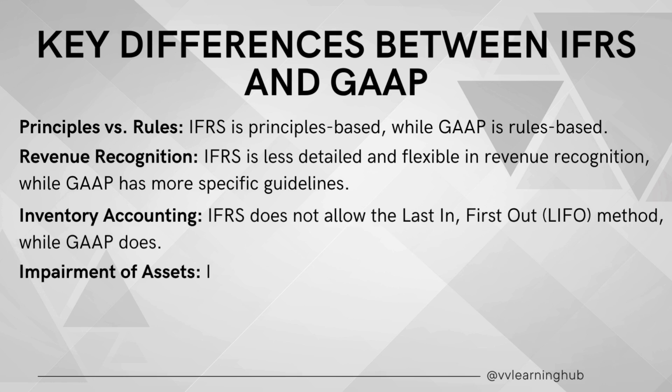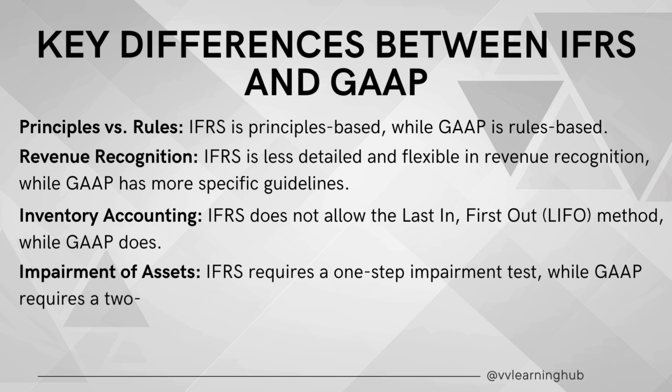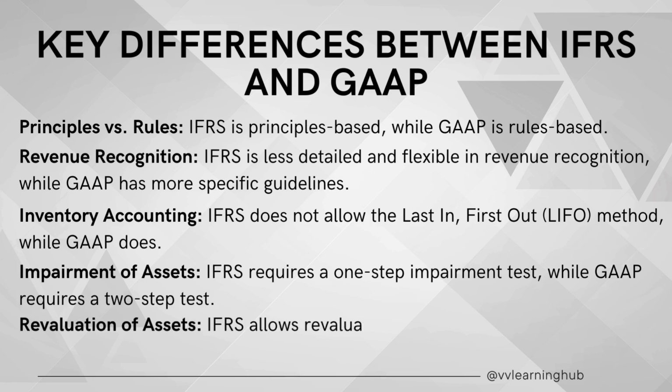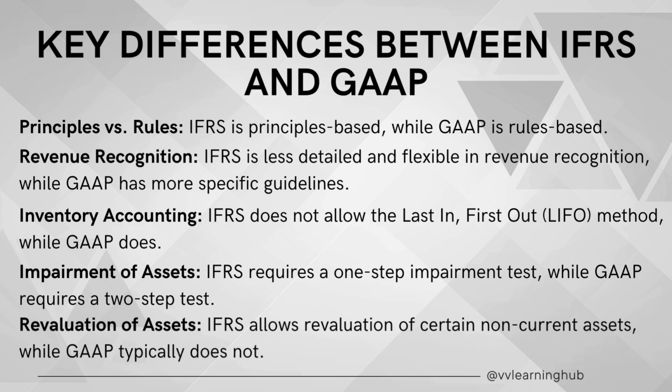Impairment of assets. IFRS requires a one-step impairment test, while GAAP requires a two-step test. Revaluation of assets. IFRS allows revaluation of certain non-current assets, while GAAP typically does not.